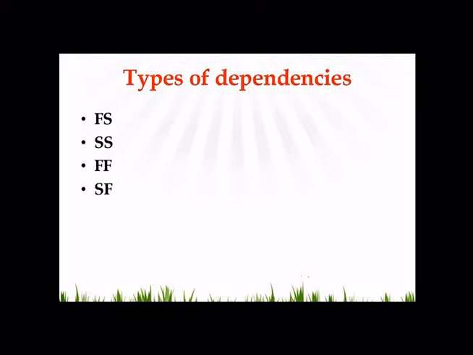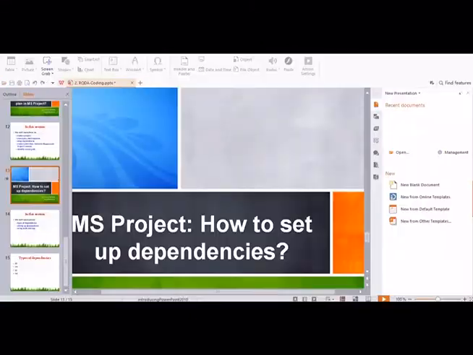The second type of relationship or dependency is start to start, where the start points of the two activities link with each other. The third one is finish to finish. That means the end points of the two activities link with each other, no matter when they would start. And the last type of dependency is start to finish. That means the start of the first activity is linked with the finish point of the second activity. So that is in fact the reverse of the first type of dependency, that is FS. So let's use all these dependencies in MS Project.